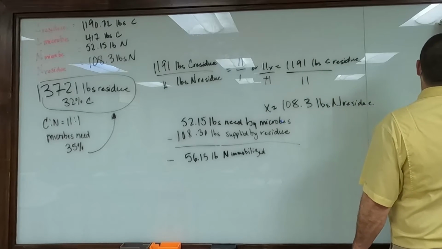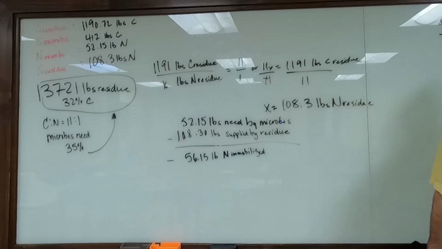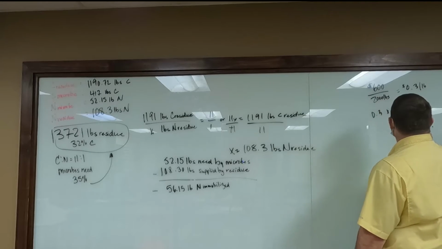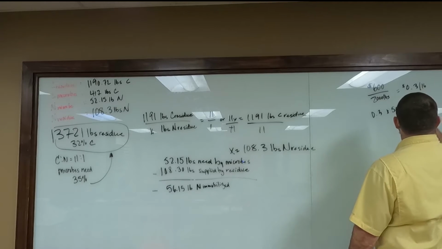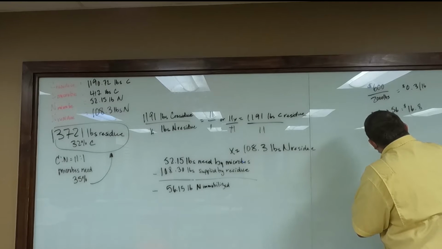So if urea is $600 a ton, what's 600 divided by 2,000? It's going to be like 30 cents. Exactly, 0.3 dollars per pound, and 0.3 dollars times 56 is 16.8. You save $16.80 on an acre, whatever the cost of the cover crop is.